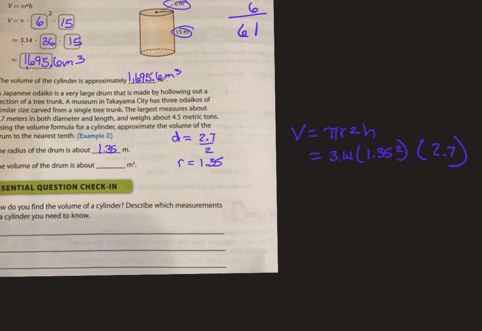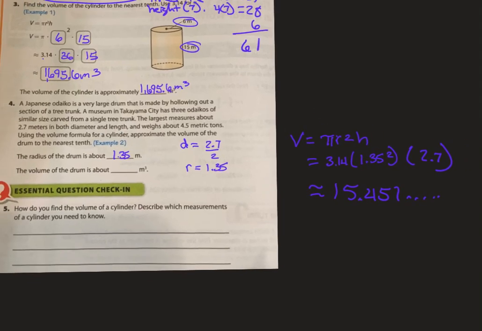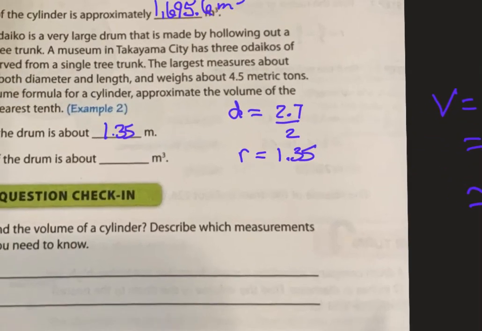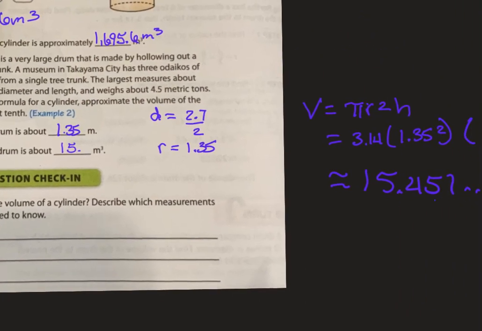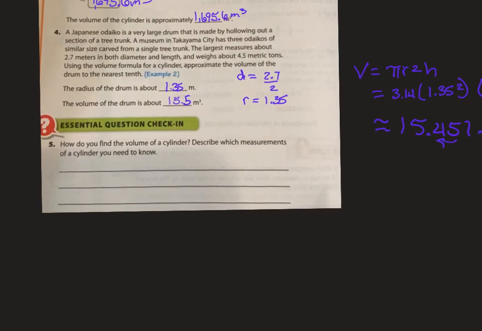You're going to get 15.451 and so on. It said to round to the nearest tenth, so that 4 is going to become a 5 because it needs to round up. The answer is 15.5 meters cubed.